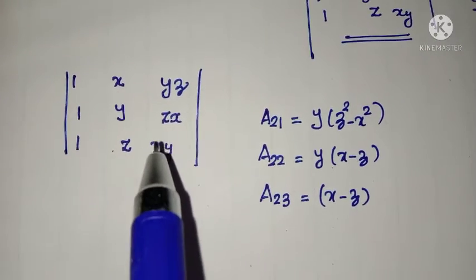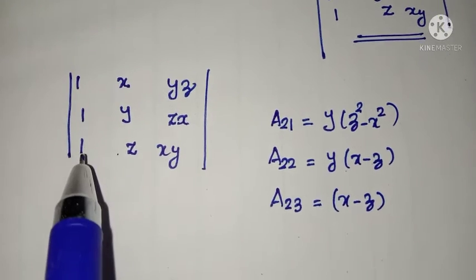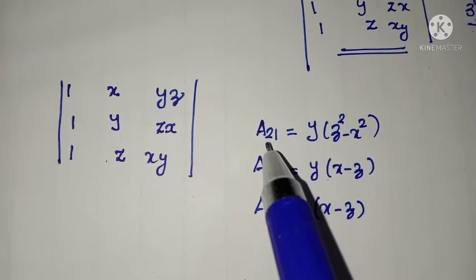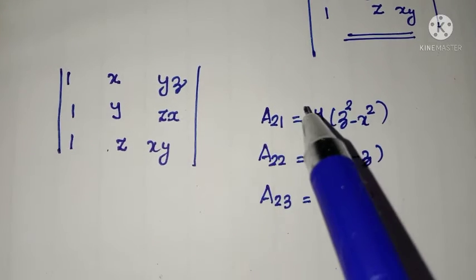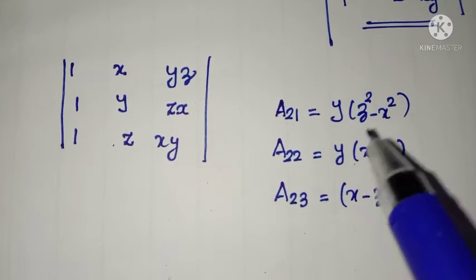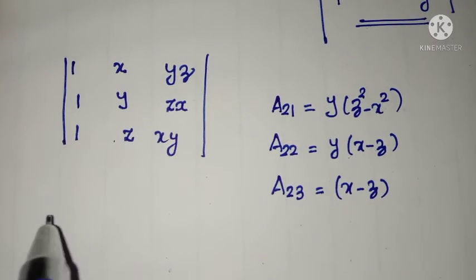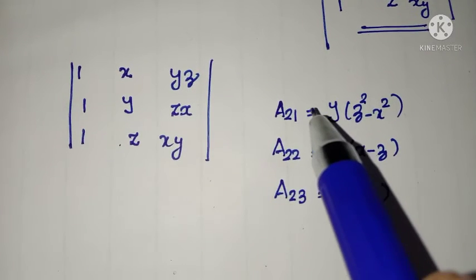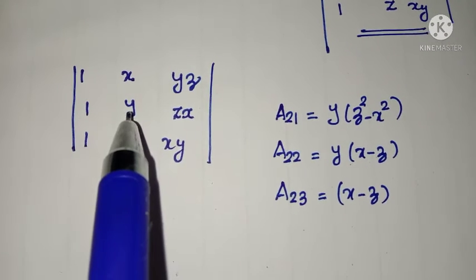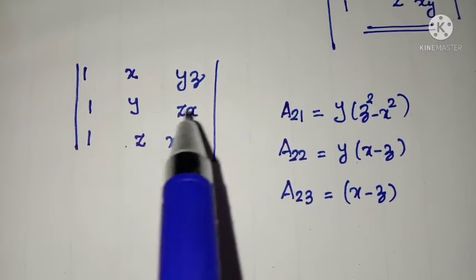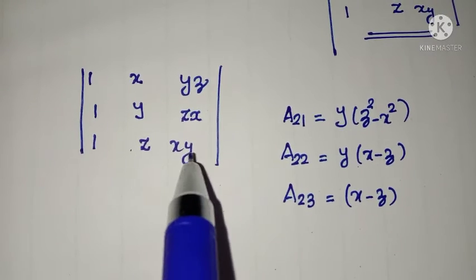Now see, children, the same determinant with rows 1 x y z, 1 y z x, 1 z x y, and we found that the cofactors A21, A22, A23 are y into z square minus x square, y into x minus z respectively. Actually, these are the cofactors of the elements a21, a22, a23, that is, the second row elements. Suppose we consider first row or third row elements.